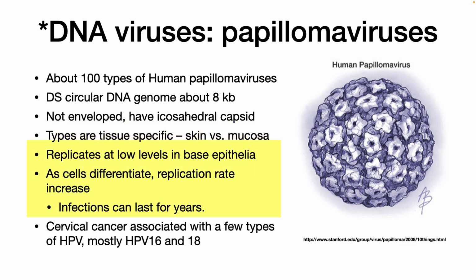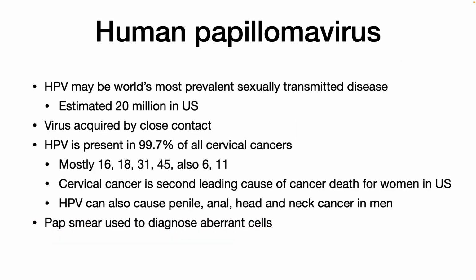Replication is determined by host cell differentiation state. Cervical cancer is associated with just a few types of HPV, mostly HPV 16 and 18. HPV may be the world's most prevalent sexually transmitted disease, with an estimated 20 million cases in the US. The virus is acquired by close contact. HPV is present in 99.7% of all cervical cancers, mostly 16, 18, but also 31, 45, 6, and 11.